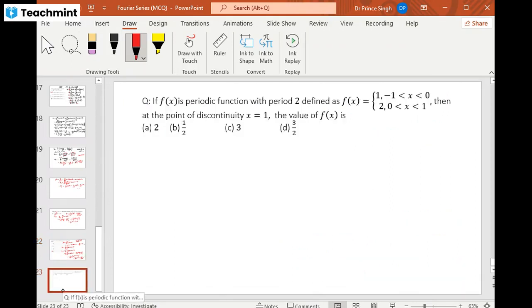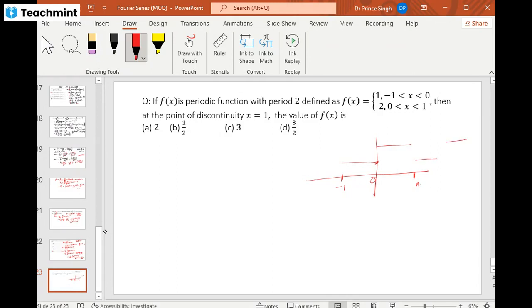Okay, the last question is: if your function is a periodic function with period 2, then at the point of discontinuity x equal to 1. So in this case, basically, our interval is minus 1 to 0 and 0 to 1. In the interval minus 1 to 0, the value of the function is 1. And in the interval 0 to 1, its value is 2. It has a behavior like this. And we know that this is one period of the function. After this, again, the function repeats the same way.